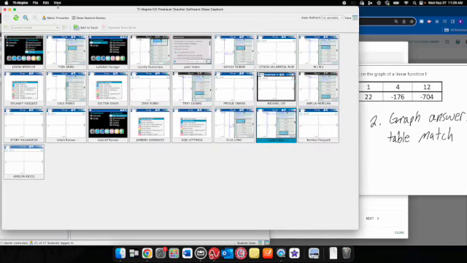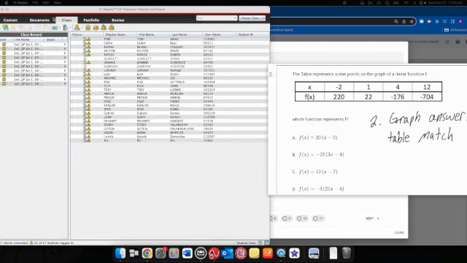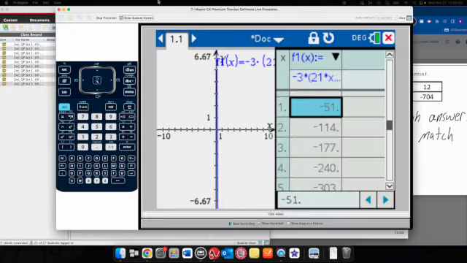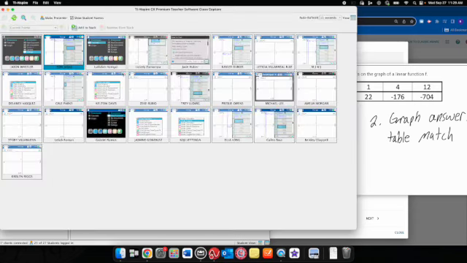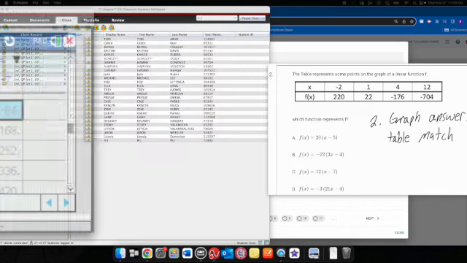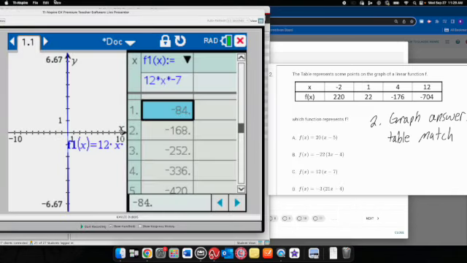If we wanted to, we could absolutely go ahead and check on the other ones. Here's Tori's. Looking at Tori's, that's 1 and negative 51, so that does not match. And finally, let's take a look at Kaylee's. There's Kaylee's. Let's see if this one matches. And that is 1 and negative 84. So it doesn't match. So guys, the only one that does match in this case is B.